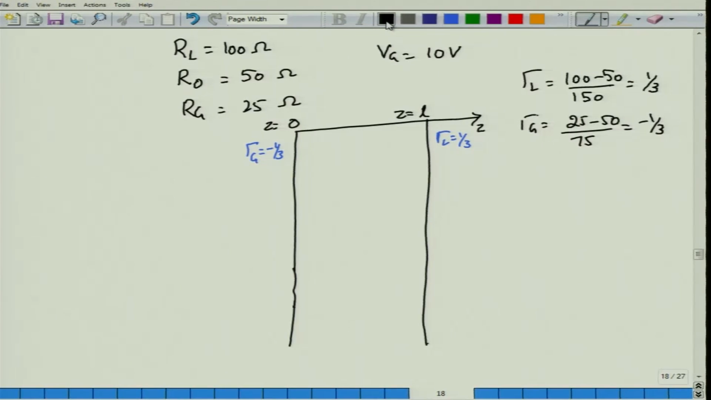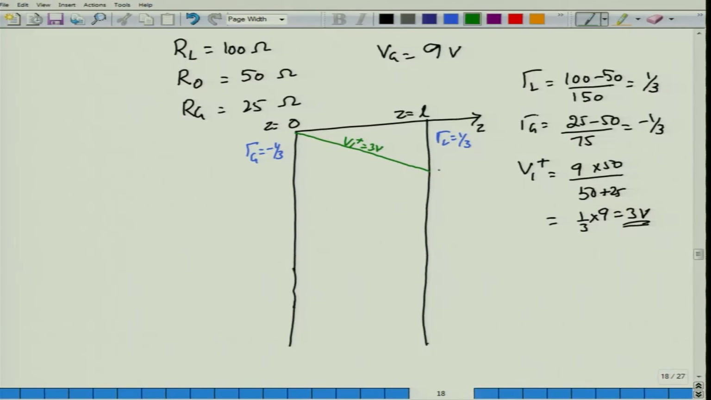Okay. What is the initial voltage amplitude that needs to propagate? Well, that is V1 plus. V1 plus is given by 10 volt divided between R0 and Rg, so this would be 50 plus 25. So, this is 2/3 of 10 volt. So, let me go back and correct this one. Instead of 10 volt, let me make it 9 volt, so that all the multiplication becomes slightly simpler. Okay. So, this would be 1/3 times 9, this is 3 volt. Okay. So, initially you launch a 3 volt voltage step. Okay. So, V1 plus is equal to 3 volt. Okay. And this would reach at some time Td.